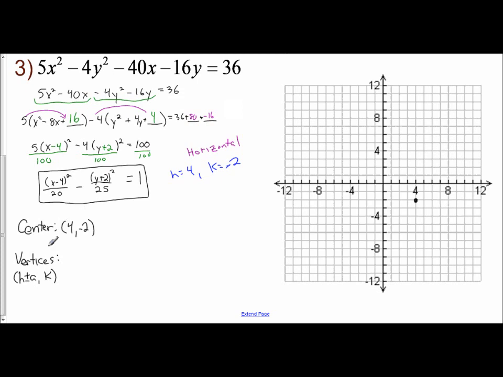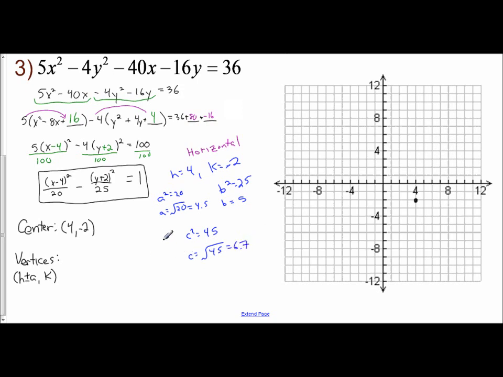So I need to know A. I can look here. A squared is 20. So A is the square root of 20, which is approximately 4.5. You can see B squared is 25. So B is 5. I have C squared is A squared plus B squared. So C squared is 45. So C is the square root of 45, which is going to be approximately 6.7.